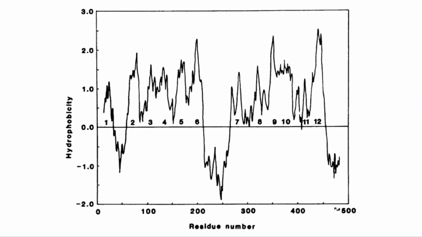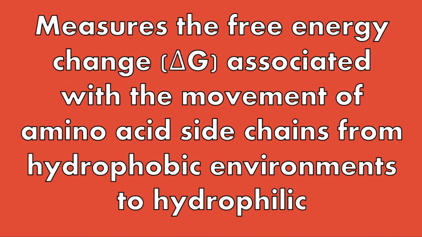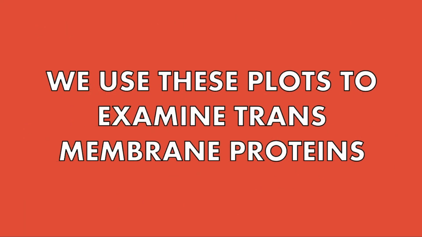Well, a hydropathy plot is going to measure our hydropathy index, and it's going to measure the number of amino acid residues in a singular protein. What a hydropathy index does is it measures our free energy change associated with the movement of amino acid side chains from a hydrophobic environment to a hydrophilic environment. So when you see these graphs, you should immediately start to think of transmembrane protein.